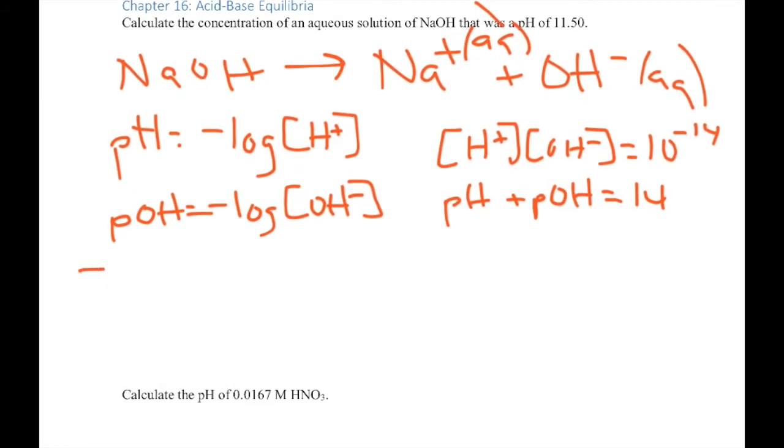So taking the negative log, we'll start somewhere else. Taking 14 minus 11.50 will give us 2.5. This equals the pOH.